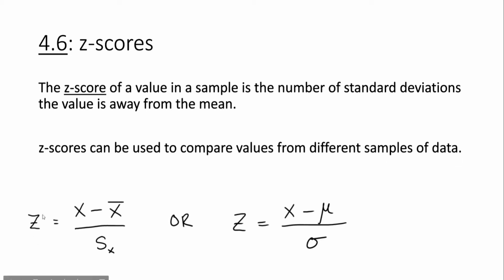The formula that we have to calculate z-score, if we're working with sample data and we have a sample mean and sample standard deviation, is z equals x, where that's your data value, minus the sample mean, divided by the sample standard deviation. If we're working with population mean and population standard deviation, we would use essentially the same formula, except we have mu and sigma written instead of x bar and s_x.